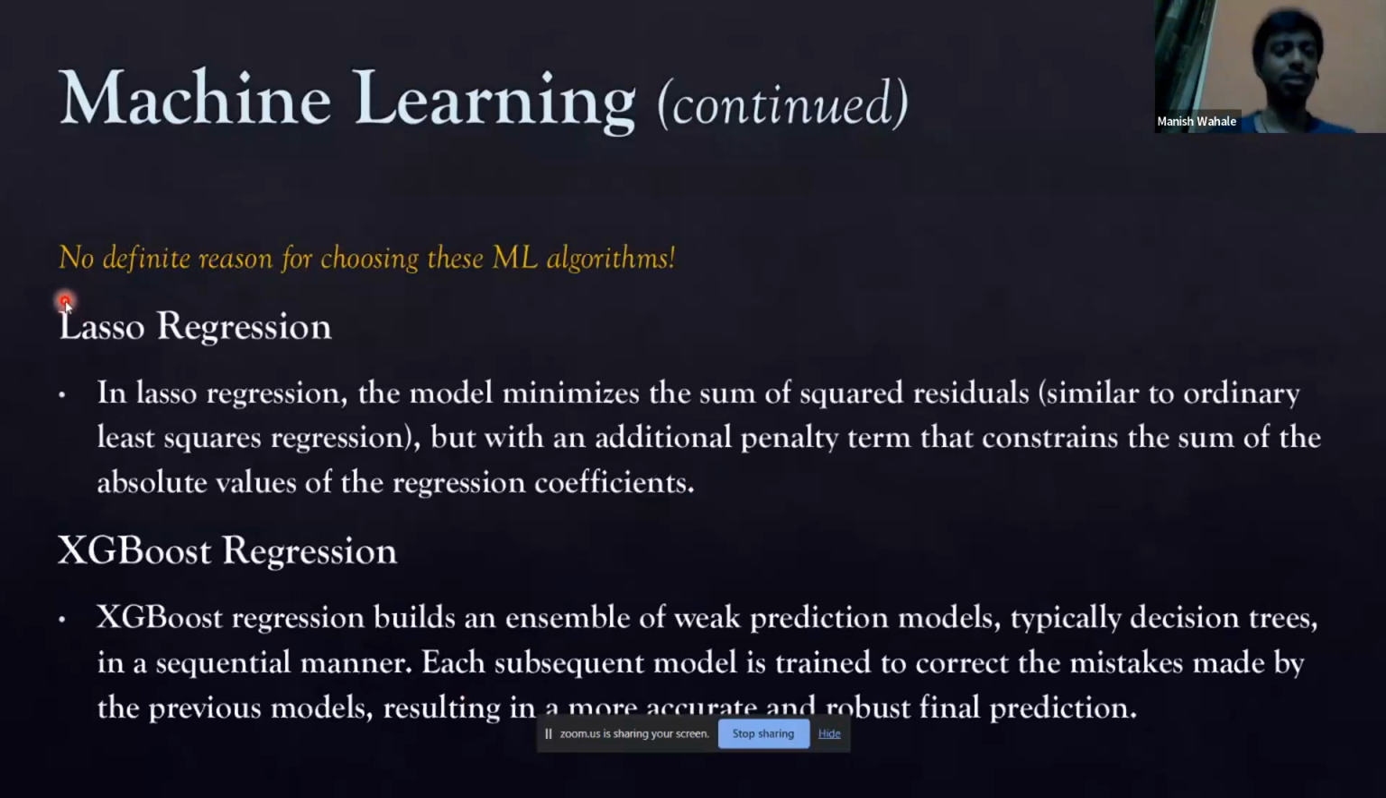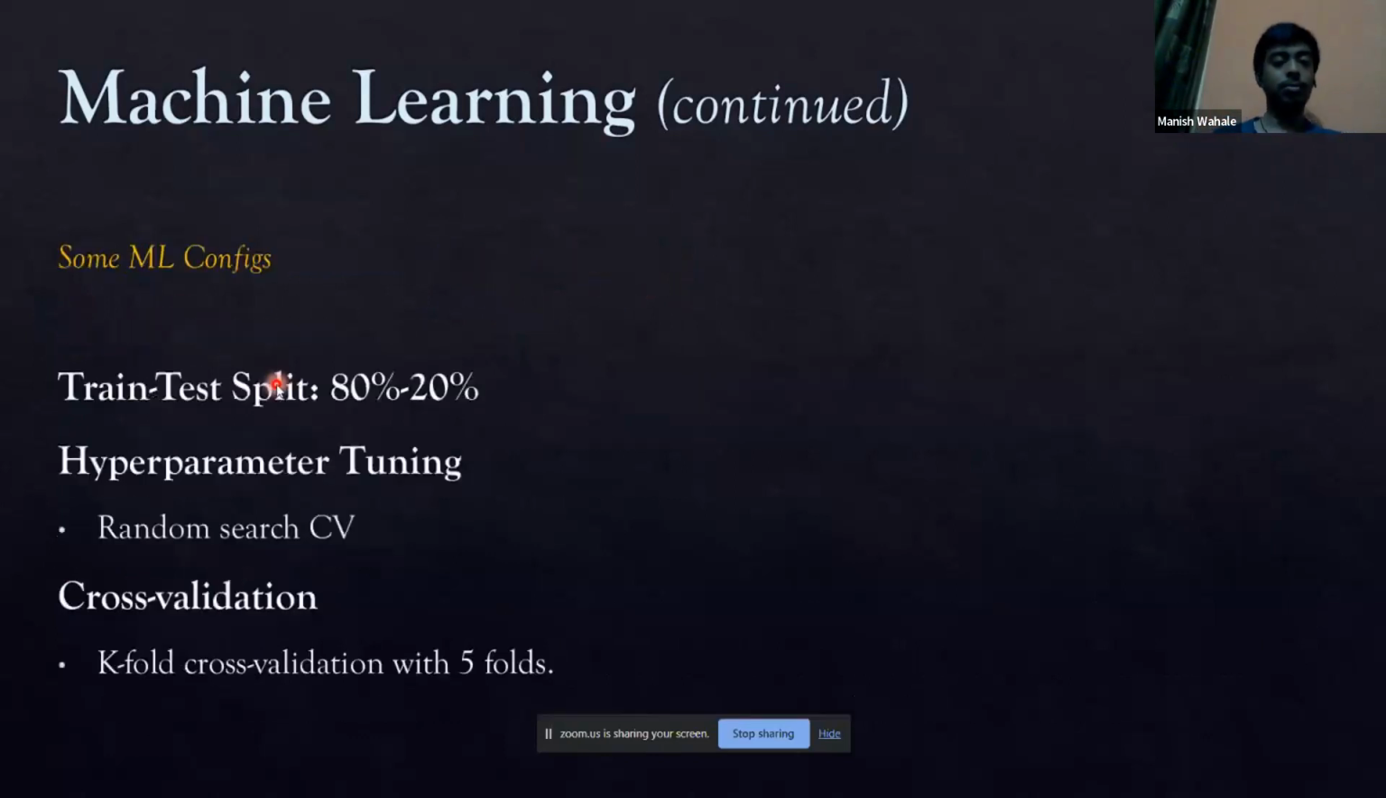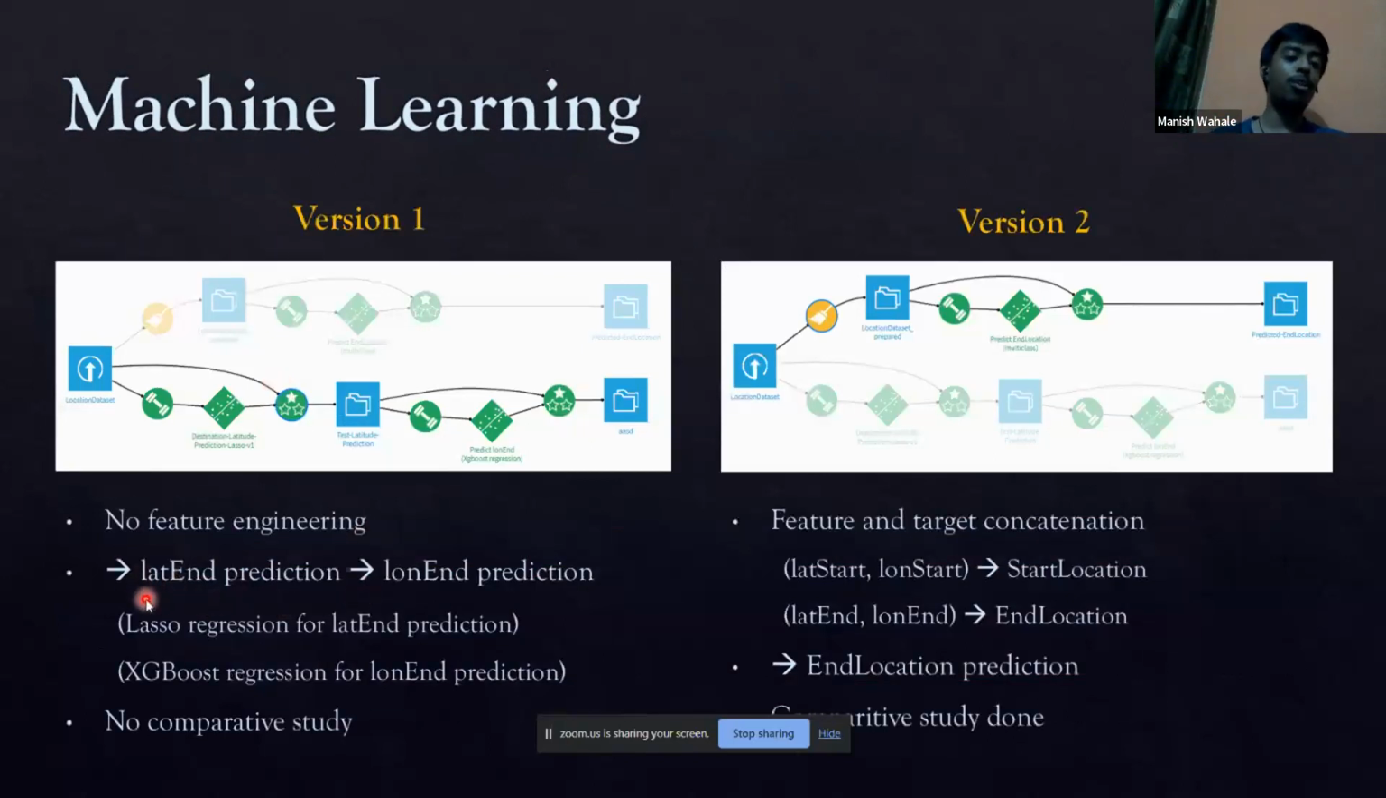So there's my obvious question: is there a reason for choosing the ML algorithms? Honestly speaking, for an ML task, there should not be any particular reason for choosing an algorithm, because it is a fairly experimental process in machine learning. We have to check whether a model performs better with certain hyperparameters, and then we should use that. For this task, I was set to use lasso regression and XGBoost regression, so I have stuck to that. As I discussed, for predicting latitude end, I have used lasso regression.